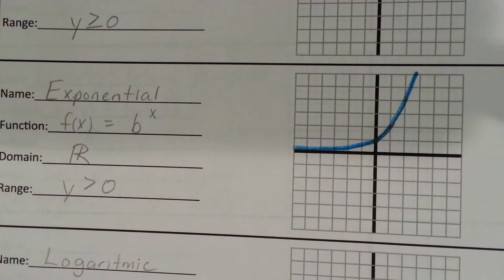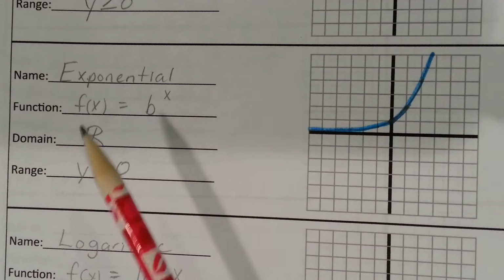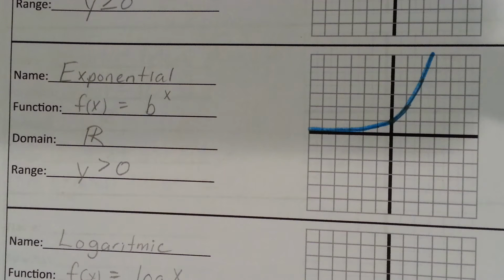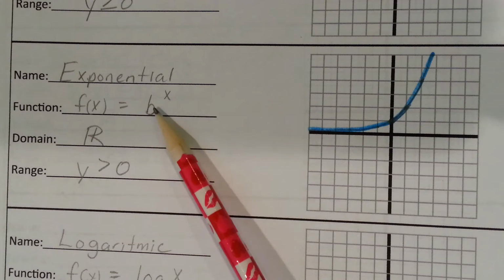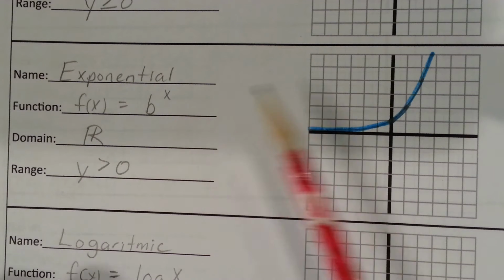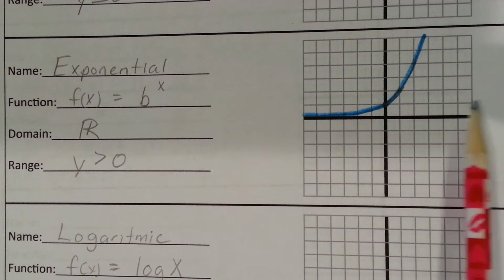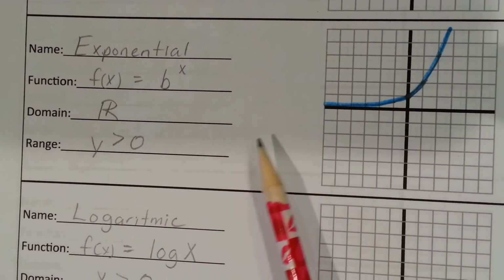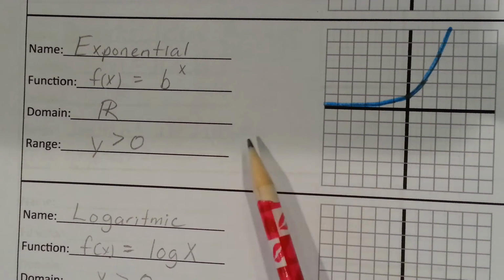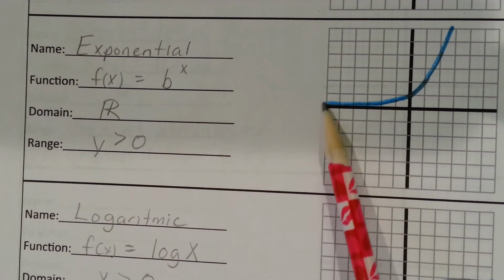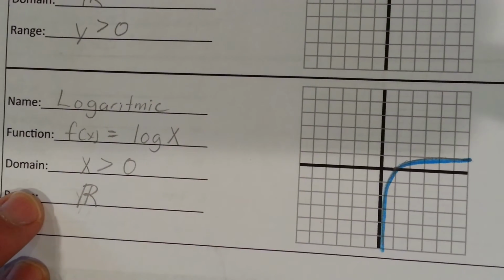Here's our exponential function. f of x equals b to the x power. Or it could be 2 to the x power, but some base to the x power, or e. Notice again, I can plug in anything for x. So this graph spans from negative infinity to positive infinity, all real numbers, but the output is y is greater than 0. It never touches 0. That's a horizontal asymptote.